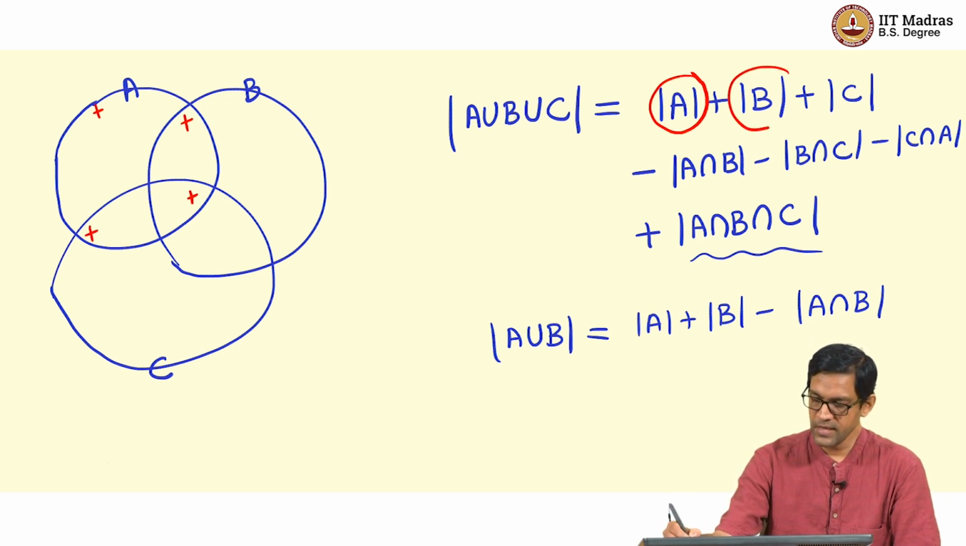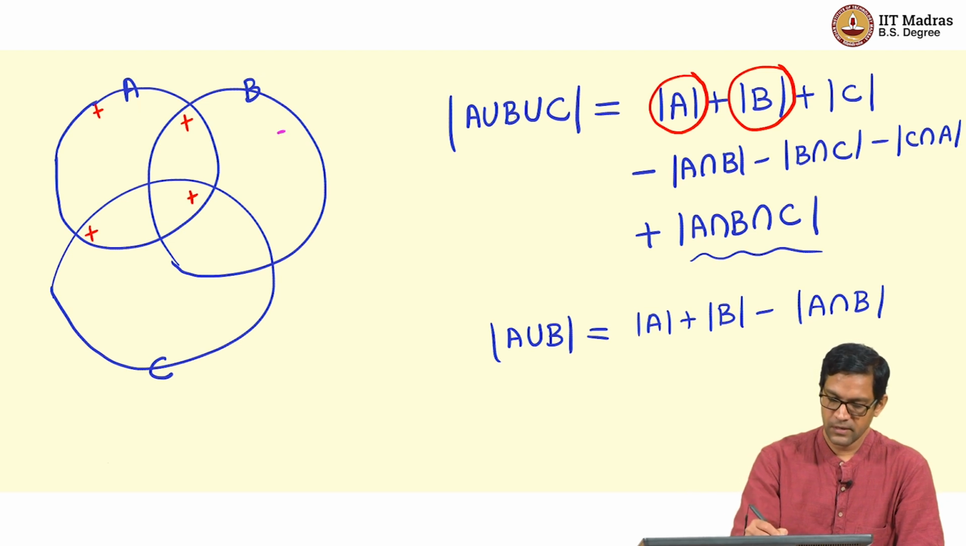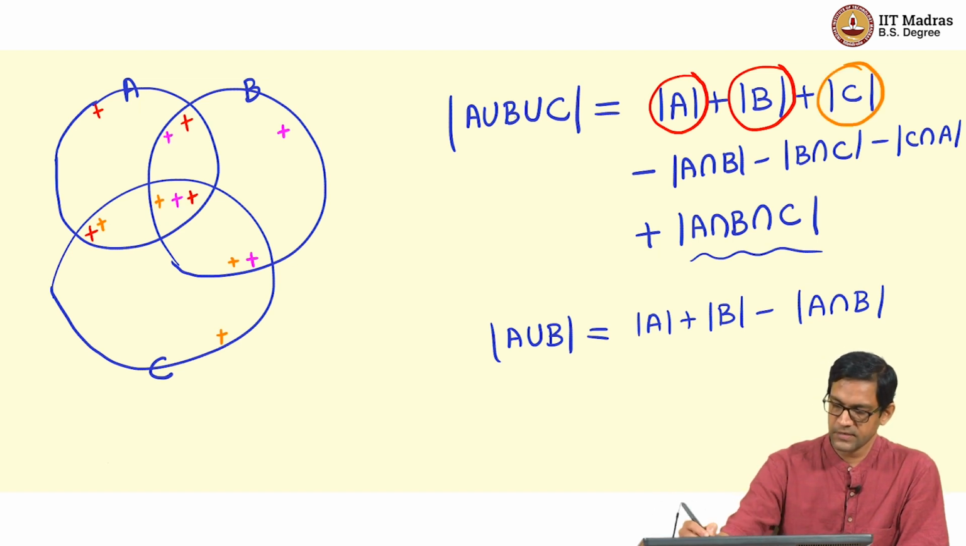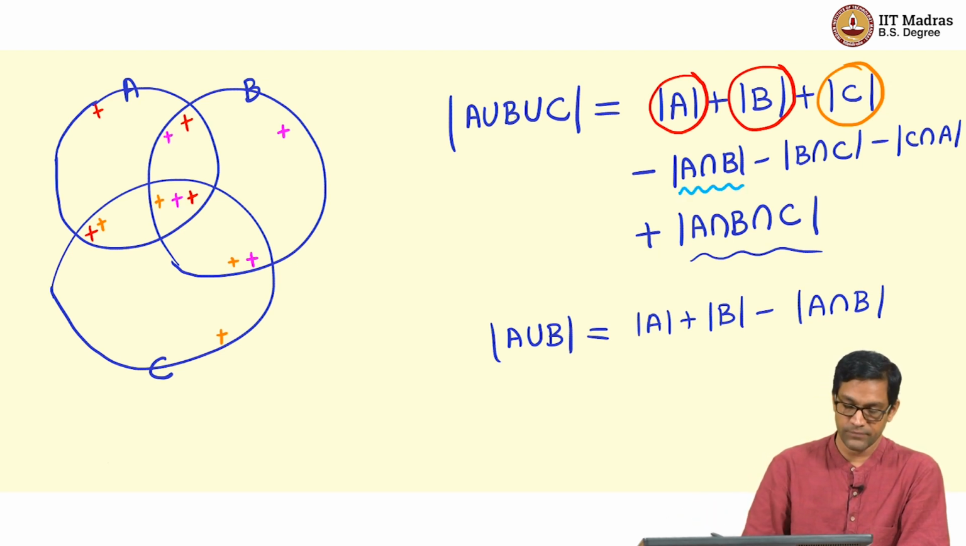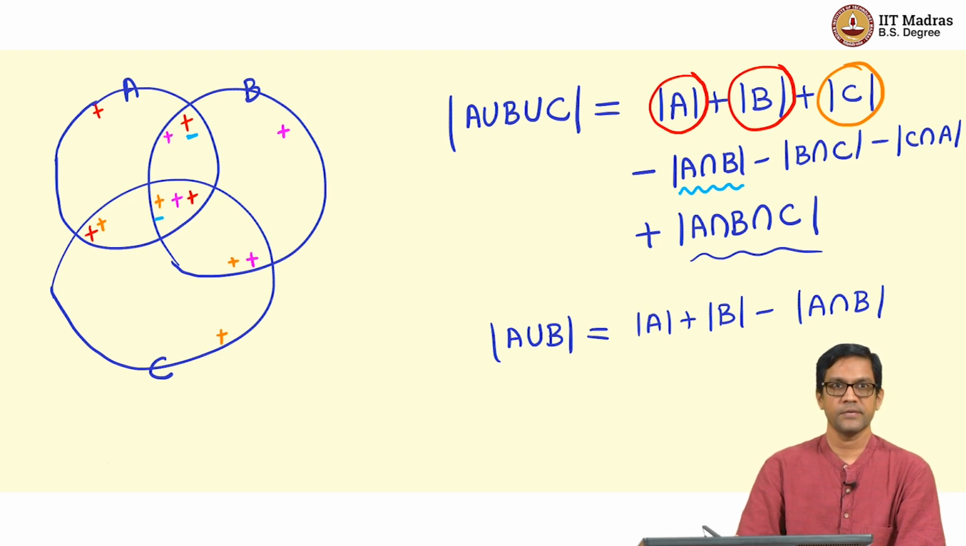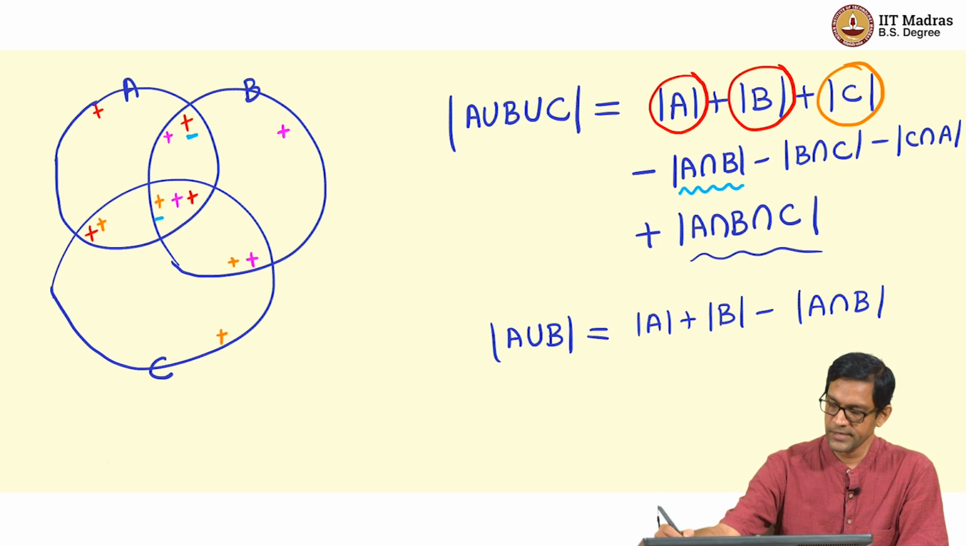Likewise, the cardinality of B will be the sum of the cardinalities in these 4 regions. C will again be these 4 regions. Now, having done that, what are we doing next? We are trying to subtract from that. We are going to subtract the cardinality of A intersection B, which means we are going to subtract out the number of elements in those 2 regions. I am putting a minus sign to say I am subtracting them. B intersection C similarly, let us use a different color.